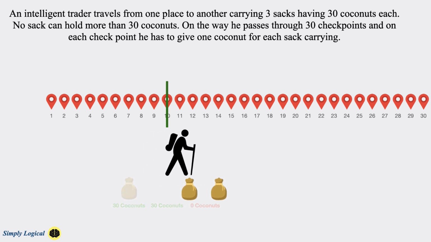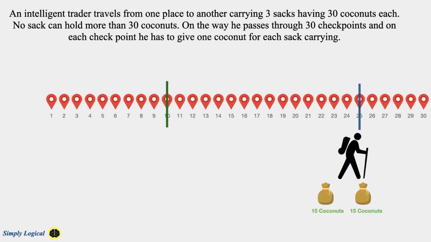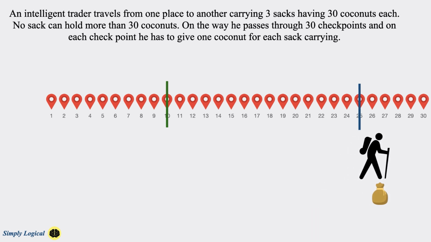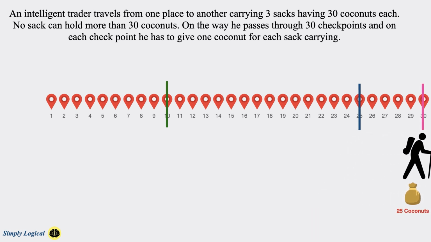Later, the trader passes through 15 more checkpoints. After passing through 15 more checkpoints, the trader now has 15 coconuts per sack, or 30 coconuts in total. At this point, the trader will transfer the coconuts into 1 sack. Now the trader is left with 30 coconuts in a sack. From here, at each checkpoint, the trader has to give only 1 coconut because there is only 1 sack left.